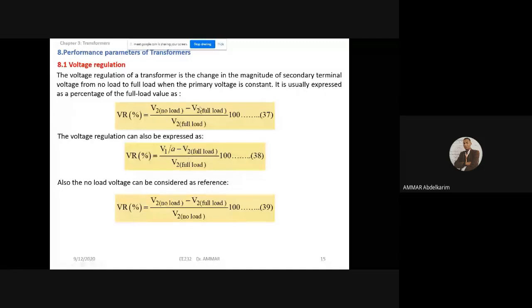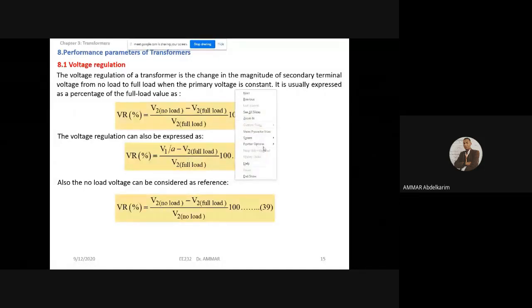Last time we stopped at the performance parameters of the transformer, and we said that if we want, for example, to buy a transformer from the market, there are some specific parameters that reflect the performance of transformers. And the first one was the voltage regulation.